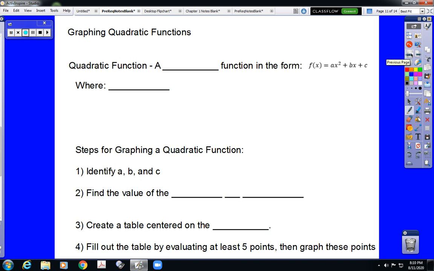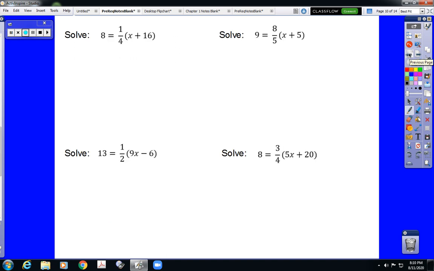Okay, so if I never get it to go back, there we go. Again, we're going to start off by distributing the fraction, 1/4 times x, 1/4 times 16. That gives us 8 equals 1/4 x plus 4. 1/4 times 16 is 1 times 16 divided by 4, which is 16 divided by 4, or 4.